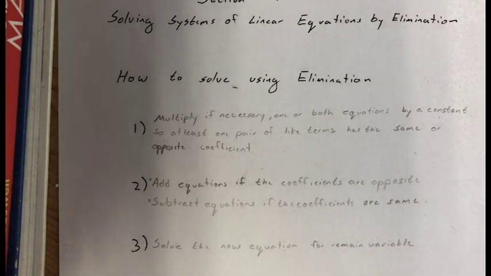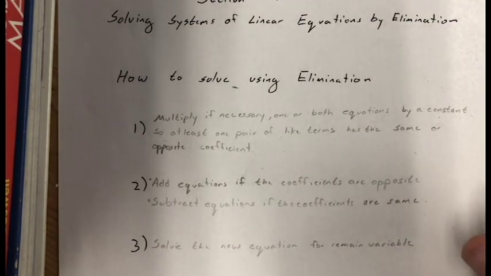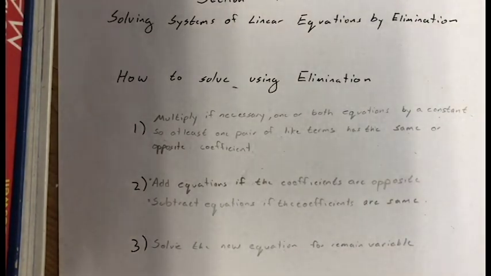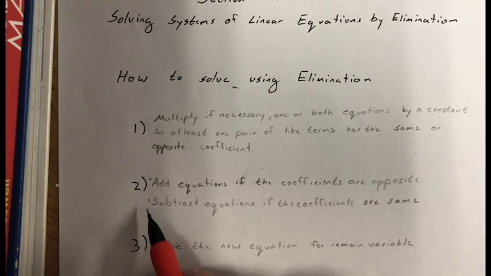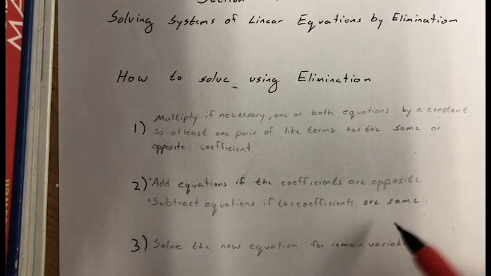I'm going to give you the basic rules. It's kind of like substitution. These are the overarching rules and steps, but there's a lot of little mini things that we've got to do inside of it. But just like last time, we're going to go through these. So, one, when we get a system of equations, we need to multiply, if necessary, one or both equations by a constant, so at least one pair of like terms has the same or opposite coefficients. I'll explain that in just a few minutes. Two, add the equations if coefficients are opposite. Or the next piece, subtract equations if the coefficients are the same.